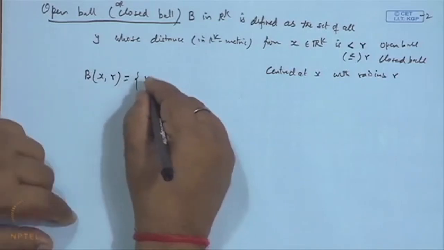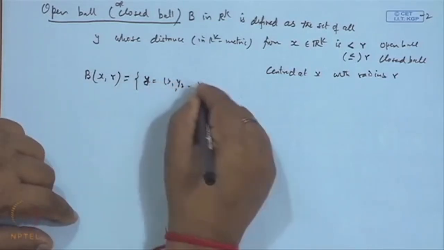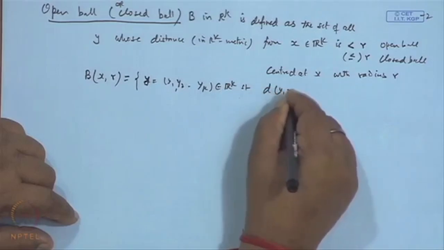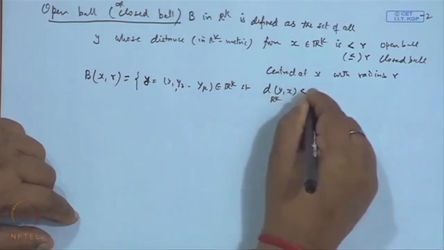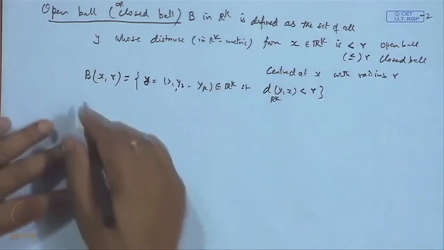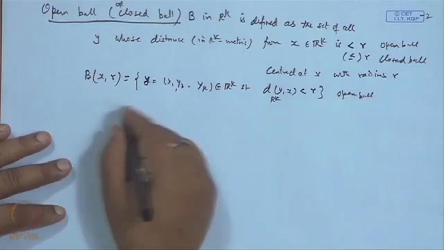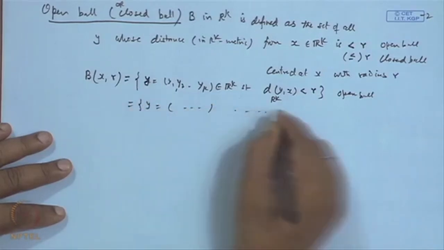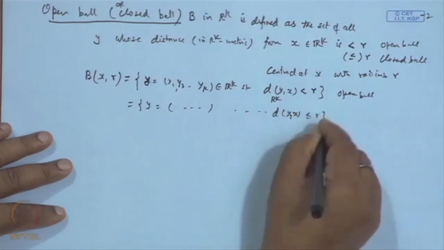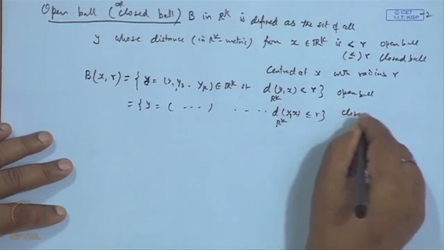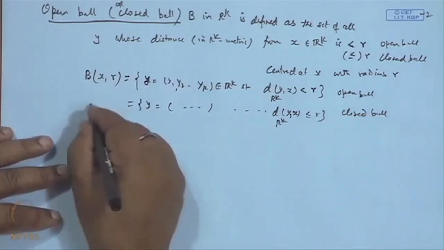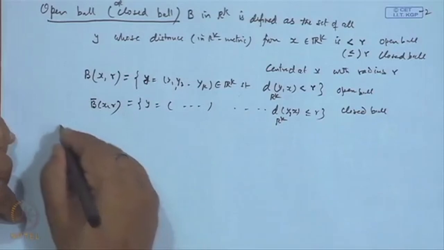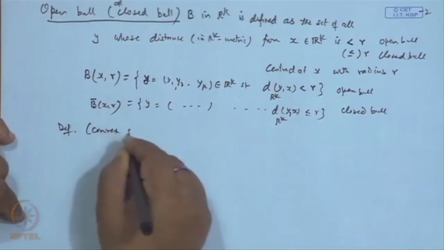So the open ball centered at x with radius r in R^k, where x belongs to R^k, is the set of y = (y1, y2, ..., yk) belonging to R^k such that d(y, x) in R^k is strictly less than r. Then this is the open ball, and for the closed ball it is less than or equal to r, such that d(y, x) is less than or equal to r. This in R^k is a closed ball. We sometimes also denote it as B-bar(x, r), the closed ball. Okay. Now, we define the convex set in R^k.